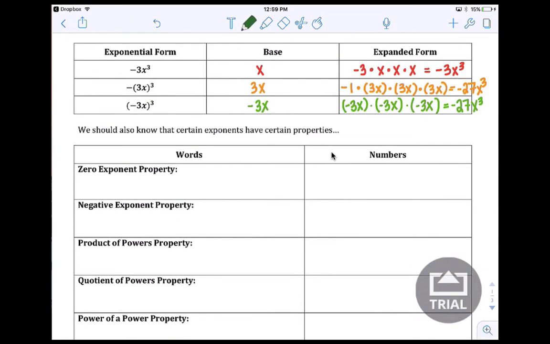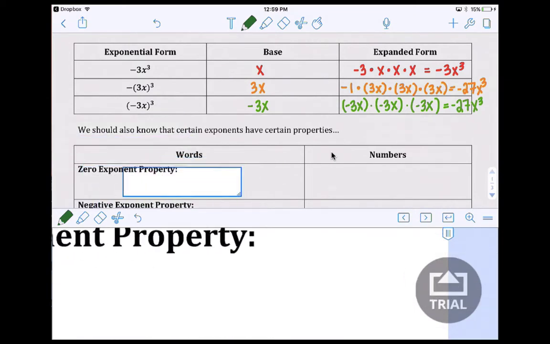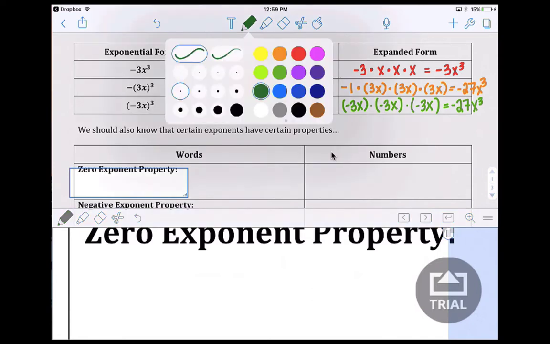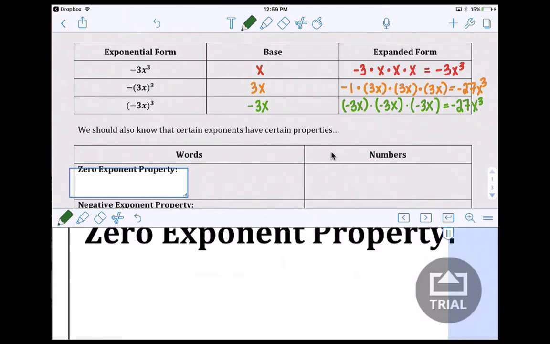Okay, so now we're going to move on to some properties. Some of you have probably seen them before. Algebra 2 is going to make a couple of them a little more complicated. So let's just go through what they mean, what they look like. We're going to do a number example, an algebra example, and so on. I'm going to make my font a little smaller.